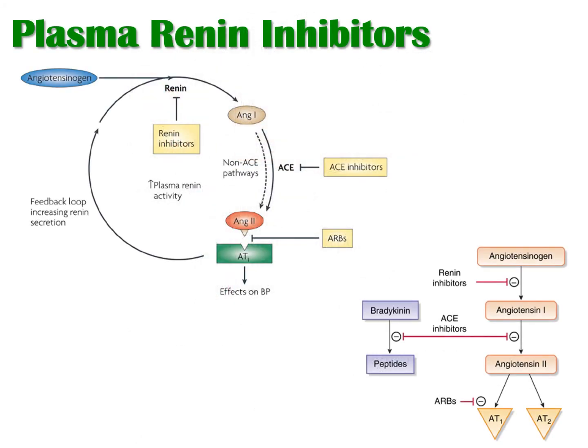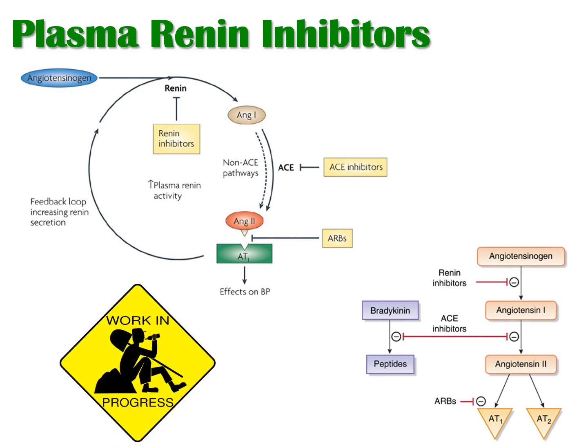The book also gives a little bit of lip service to plasma renin inhibitors. This should make sense. If you block renin, you're blocking the creation of angiotensin 1 upstream. It implies that it could be a little more powerful, but we just aren't there yet. It's a work in progress.